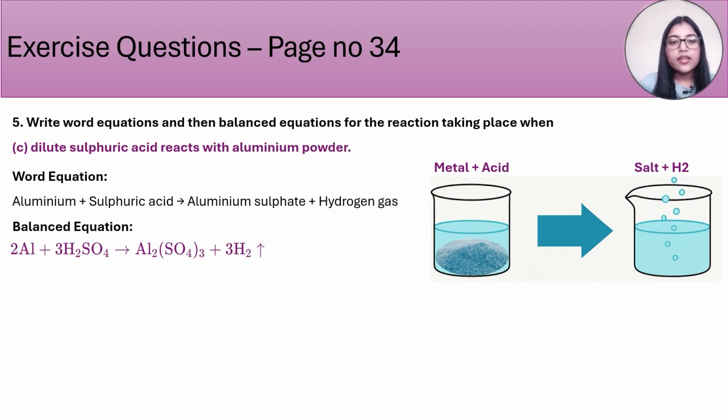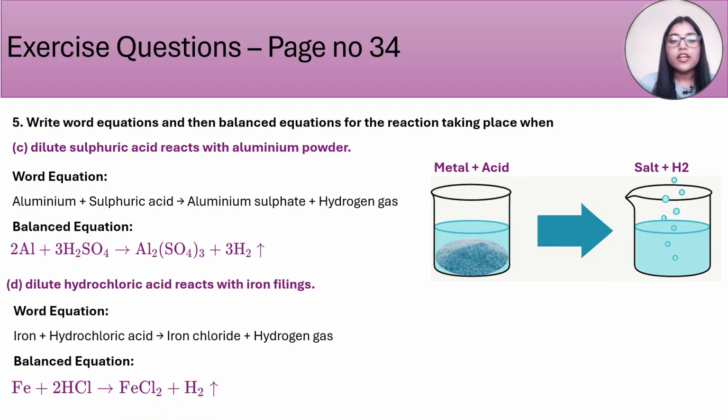The third one is dilute sulfuric acid reacting with aluminium powder. Aluminium plus sulfuric acid is going to give us the salt aluminium sulfate and hydrogen gas. So I can write this as 2Al plus 3H2SO4 gives us Al2(SO4) taken thrice plus 3H2. Finally, we have dilute hydrochloric acid reacting with iron filings. That is, iron plus hydrochloric acid gives iron chloride plus hydrogen gas. Fe plus 2HCl gives us FeCl2 plus H2.